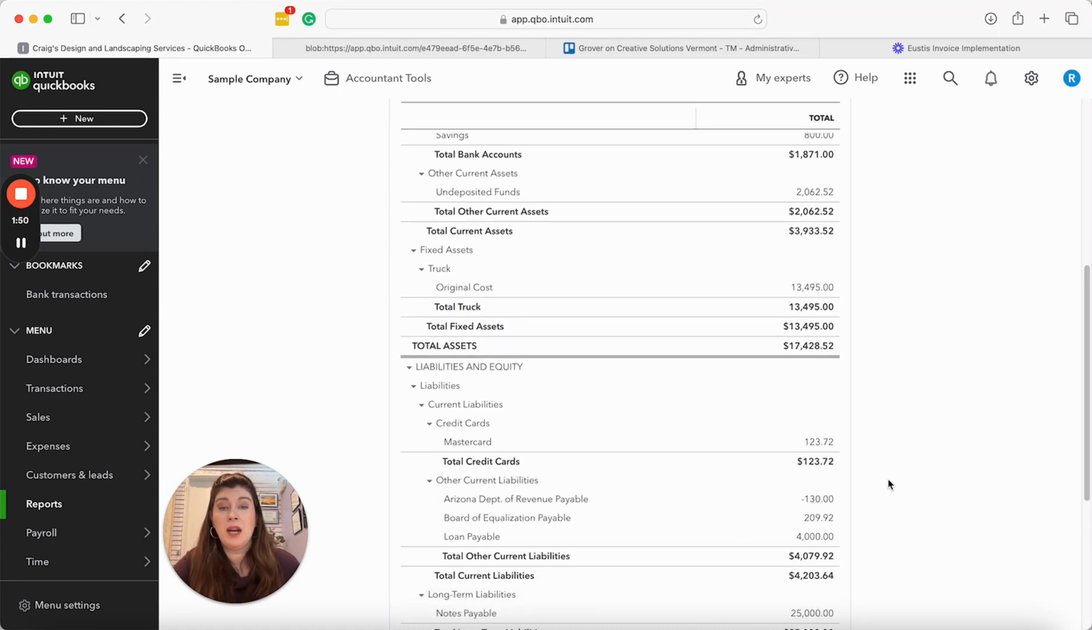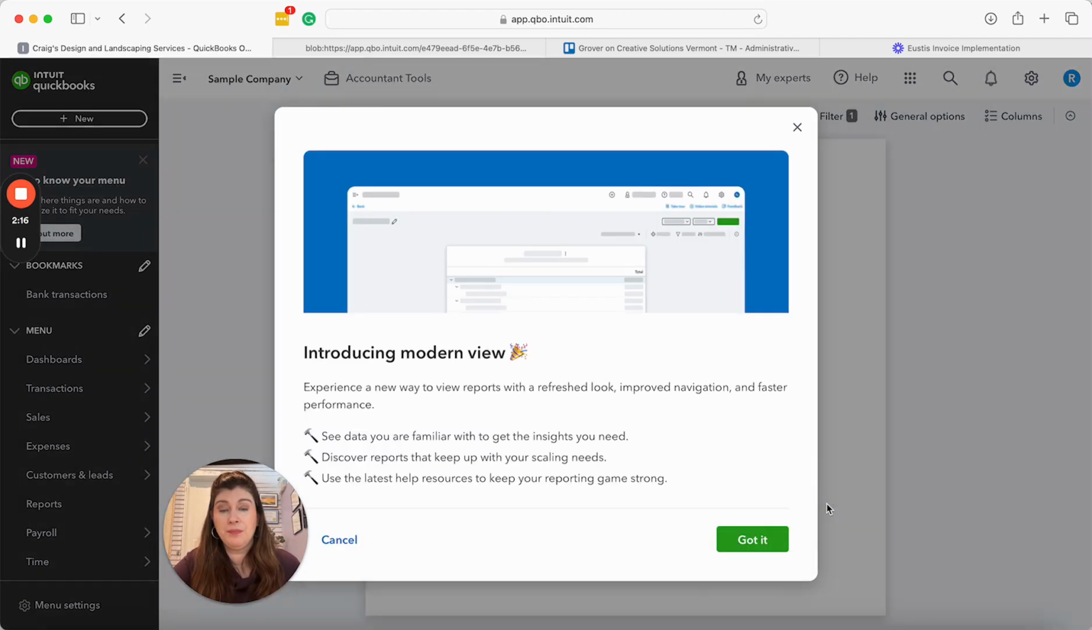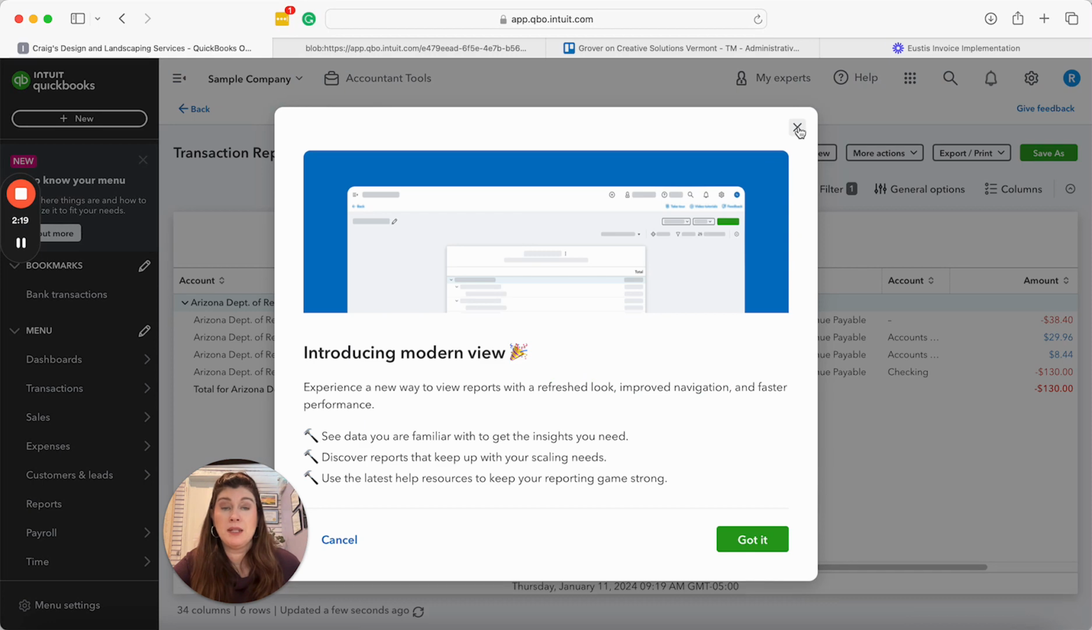So right here, I can see Arizona Department of Revenue payable has a negative $130. Now, this either means that they have been overpaid or prepaid, or there's an error. Most likely there's an error, because most likely you file your taxes and you pay it right away. That's the most common scenario. But let's look. It could be a prepayment.